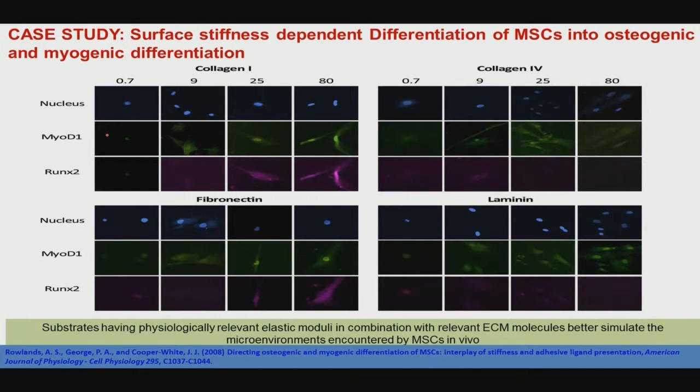Now, what it shows here is that these human mesenchymal stem cells were grown on collagen type 1 coated substrate, collagen type 4, fibronectin and laminin coated substrates. Cells were stained differently, either with DAPI, that is for the nucleus, or they have used MyoD1, that is just to show whether there are myogenic differentiation markers, and RunX2 more for the osteogenic marker.